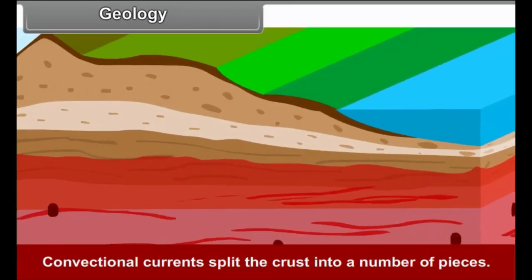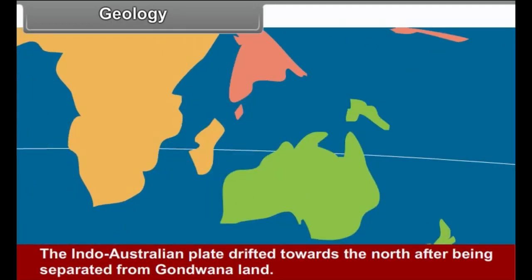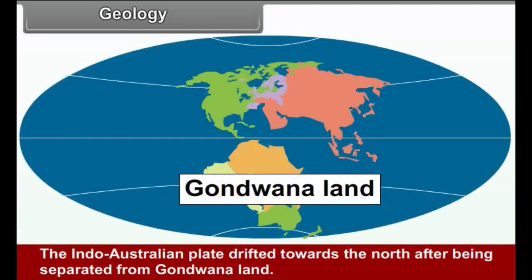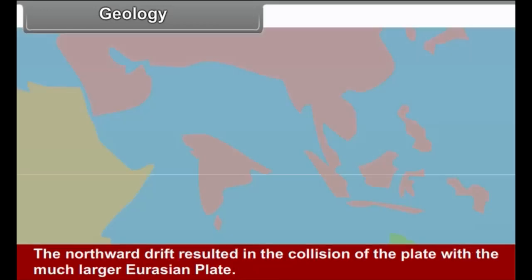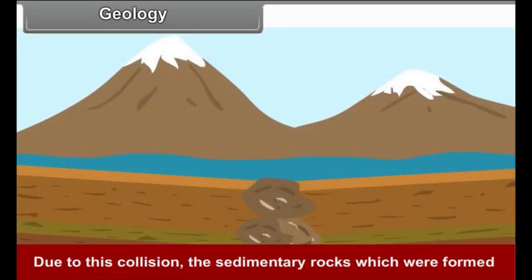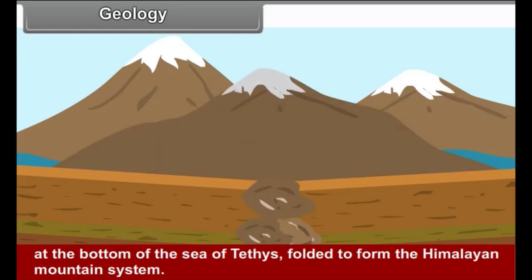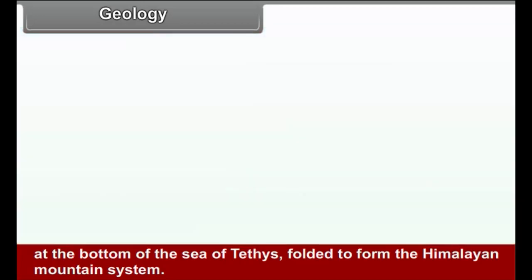Convectional currents split the crust into a number of pieces. The Indo-Australian plate drifted towards the north after being separated from Gondwana land. The northward drift resulted in the collision of the plate with the much larger Eurasian plate. Due to this collision, the sedimentary rocks, which were formed at the bottom of the Sea of Tethys, folded to form the Himalayan mountain system.